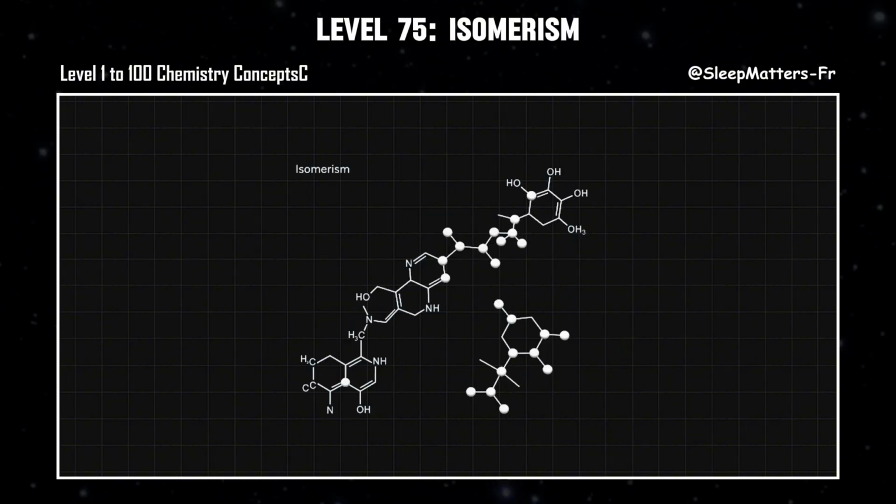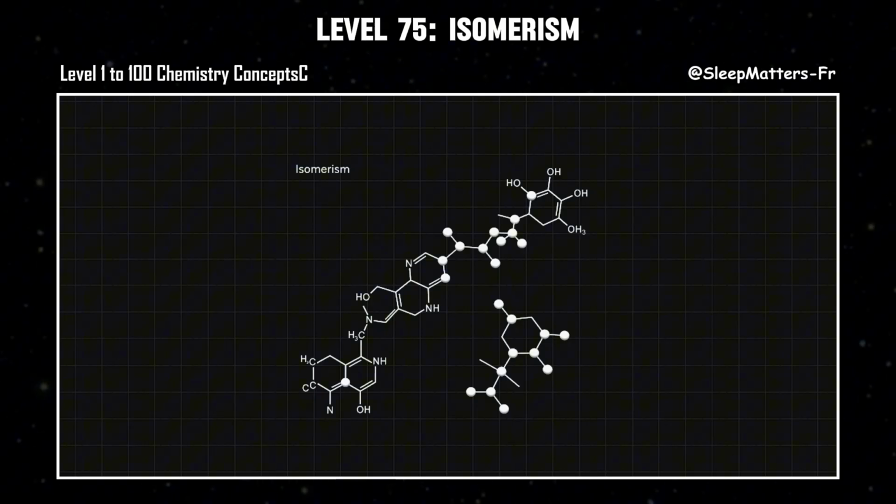Level 75. Isomerism. Have you ever looked at two things that look exactly the same, but are completely different? Imagine two keys. They look the same at first glance, but only one can open the door. That is what isomerism is in chemistry. It is when two compounds have the same number and type of atoms, but are arranged differently. This tiny change in structure can create a completely different substance.